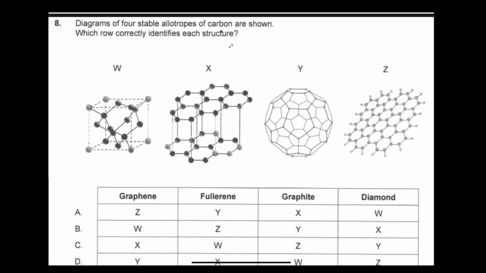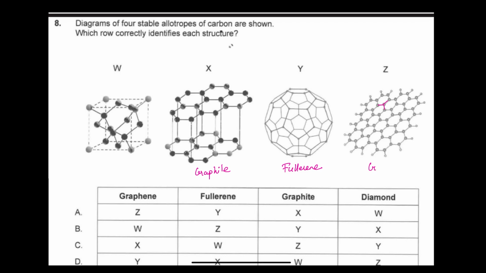Next. Diagrams of four stable allotropes of carbon are shown. We have to identify which row correctly identifies each structure. So the ball is, of course, fullerene. Fullerene looks like a football. X, we can see three bonds with each carbon, and it's a layered structure. So this is graphite. For Z, you see each carbon makes three bonds, but it's only one sheet.